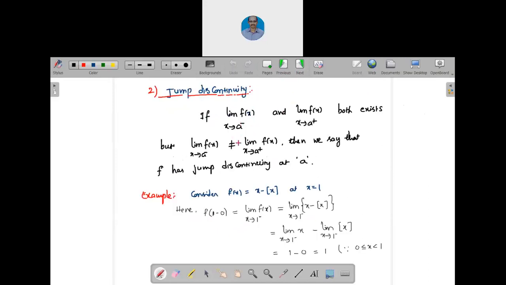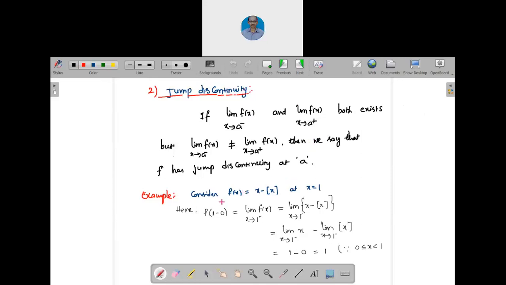Second is jump discontinuity. If the limit of f(x) from the left, that means the left side limit of f at a, and the right side limit of f at a both exist, but they are not equal, in this case we call this kind of discontinuity a jump discontinuity.